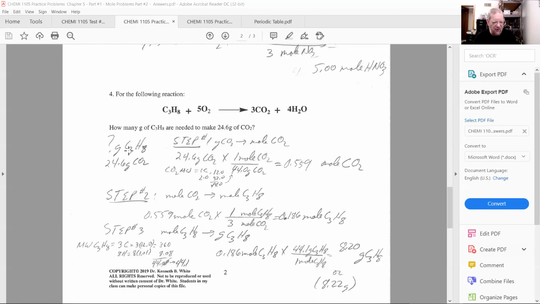So follow along. First step, whatever you have in grams of A, in this case that's C3H8, you go to moles of that compound. So here's what I have, 24.6 grams of CO2. I want to get the moles of CO2. Use unit analysis. Whatever you're trying to get to goes on top of the ratio. Whatever I'm trying to get rid of goes underneath. Where do I find a relationship between moles of a compound and grams of a compound?